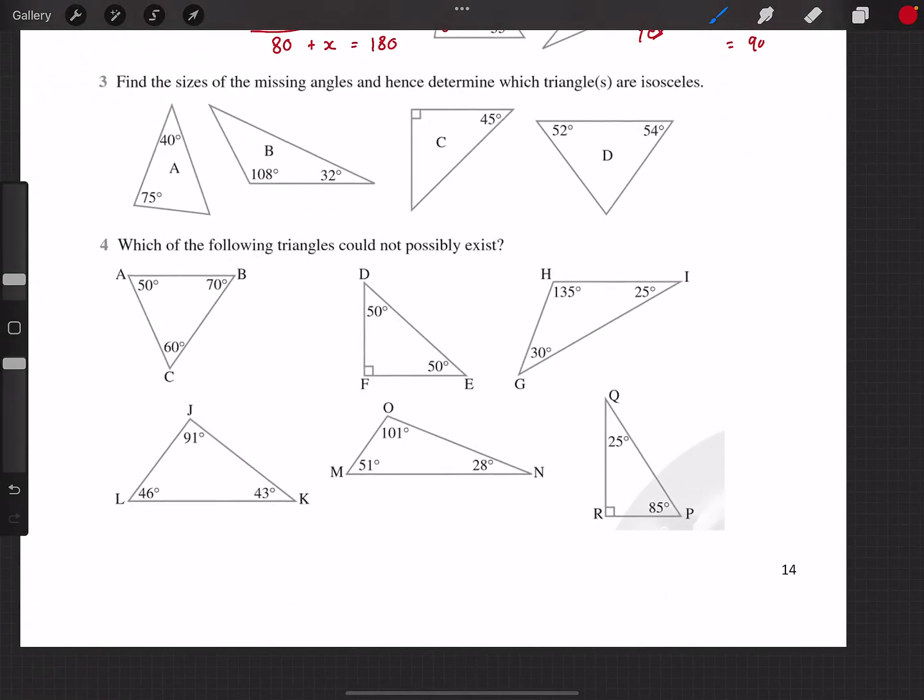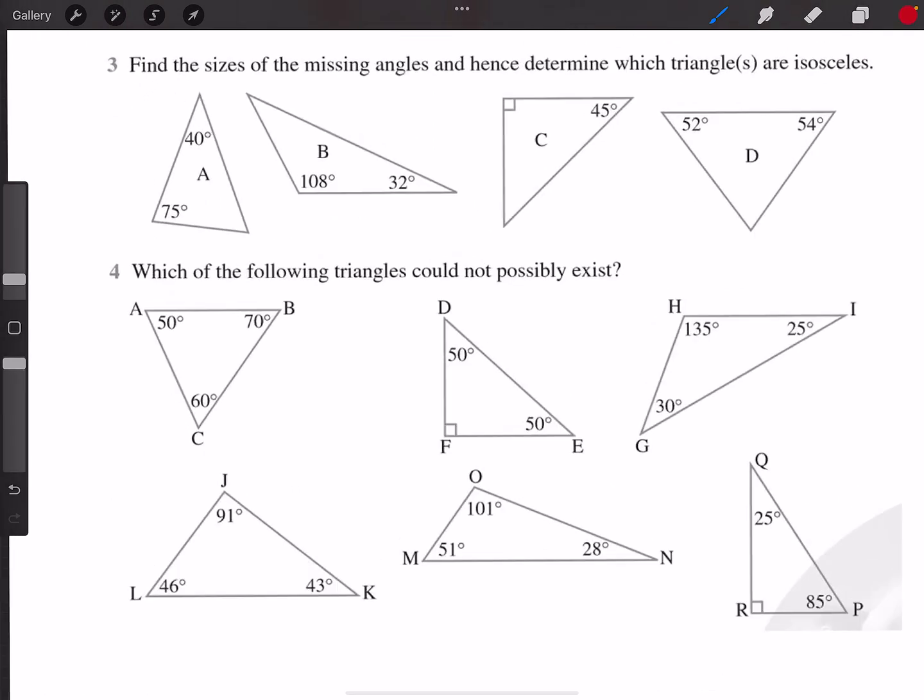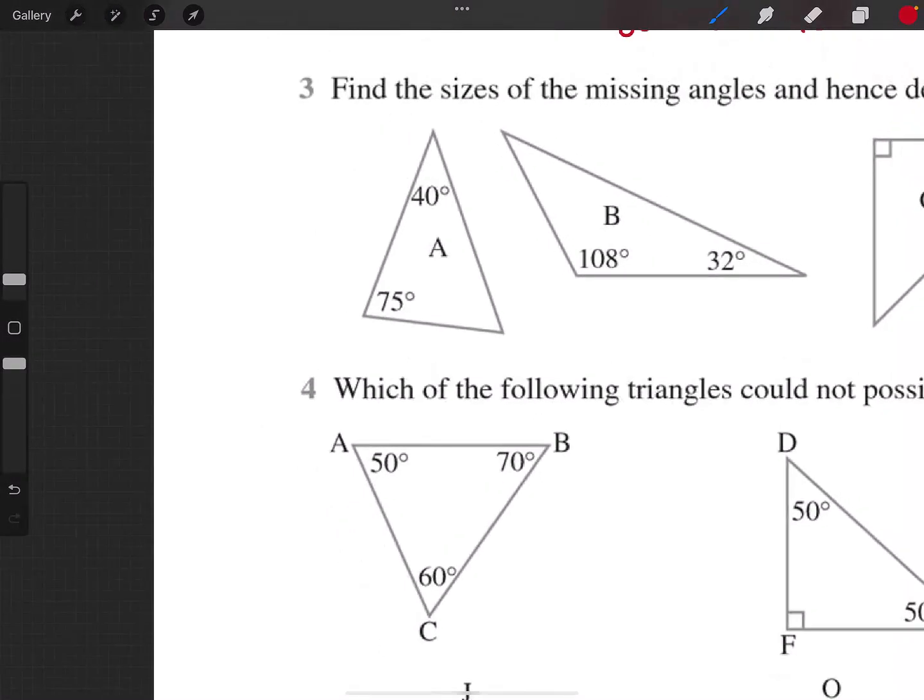Question 3. Find the sizes of the missing angle and hence determine which triangles are isosceles. Alright. So let's find out this missing angle here. You've got 40 plus 75, that makes 115. This will be 125.